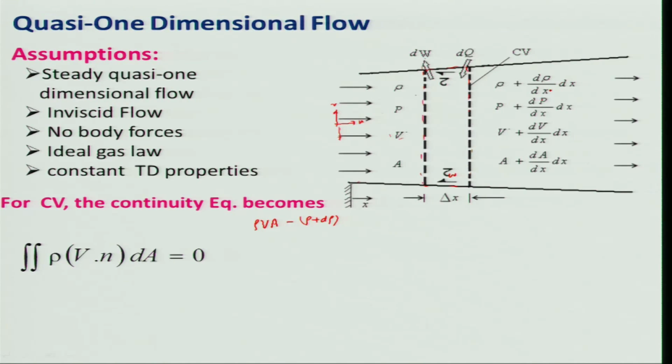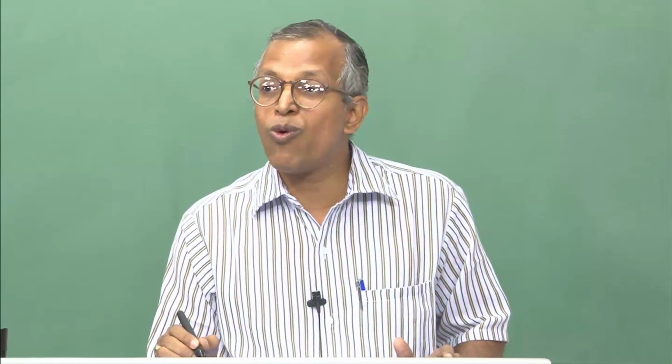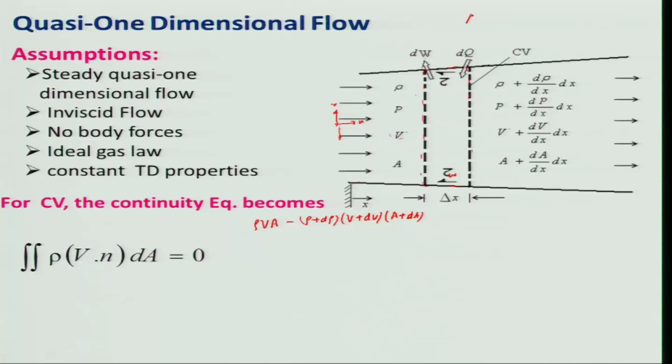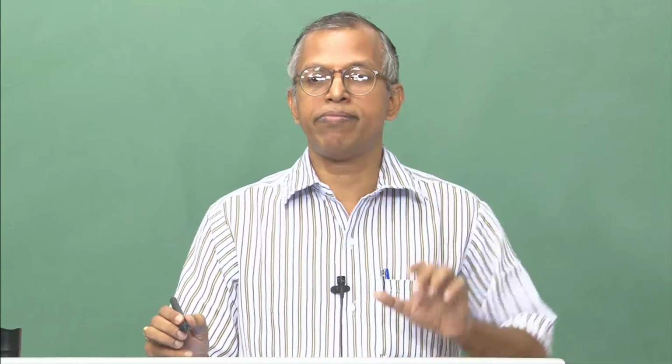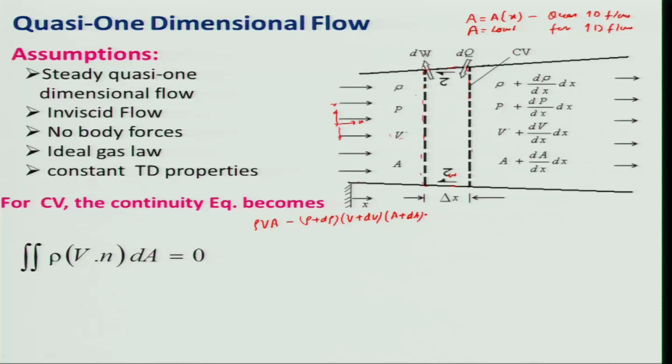Of course, this is cancelling out, I am just showing that there is a change in density. Therefore, I have taken into (V plus d V) into the area, which is (A plus d A), because this is a quasi one dimensional flow. When I talk about quasi one dimensional flow, area is a function of x. But for a 1D flow, area is constant, like a pipe. So, therefore, d A is equal to 0.